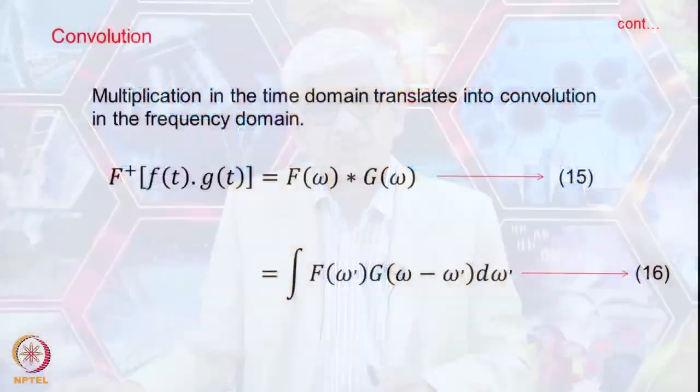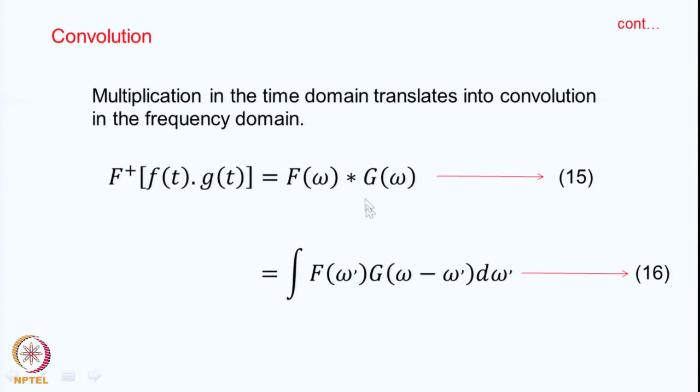Okay. Now multiplication in the time domain translates into a convolution in the frequency domain. This is another mathematical operation called convolution. Now we looked at what happens if we do addition of two FIDs. Then we said the result will be the sum of the two Fourier transforms.